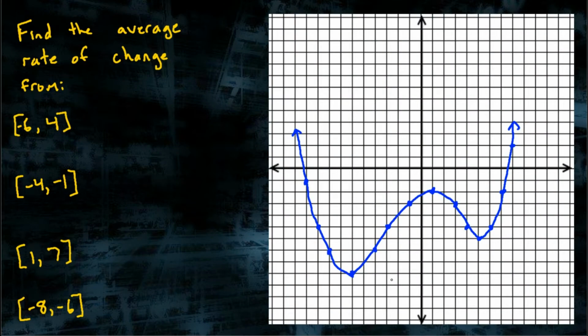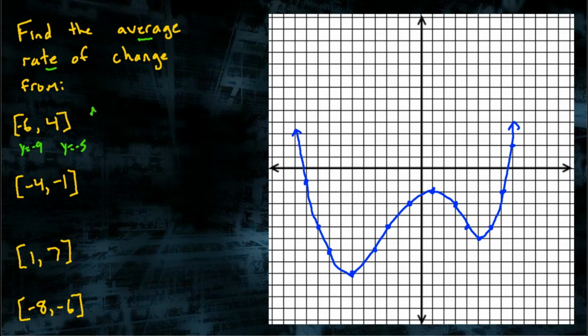So let's just take a look at an example. So here's a graph, and I've been asked to find the average rate of change from any 2 points. So here's my interval, -6 to 4. So if I look, -6 is right here, and let's see the y value, 1, 2, 3, 4, 5, 6, 7, 8, 9. So -9. So y is -9 right there. And at 4, so here's 4, 1, 2, 3, 4, 5, we have y equals -5.